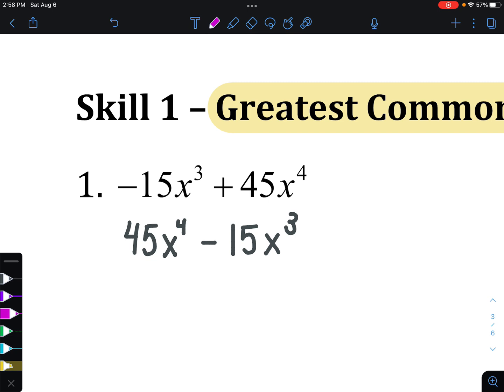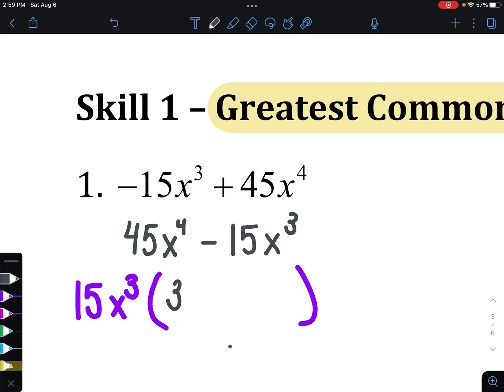And then we're going to find that GCF. The largest factor that we can take out of both of them is the 15, and then we can take out an x cubed out of each of those. When we factor out the GCF, we are really dividing. So 45 divided by 15 is 3.